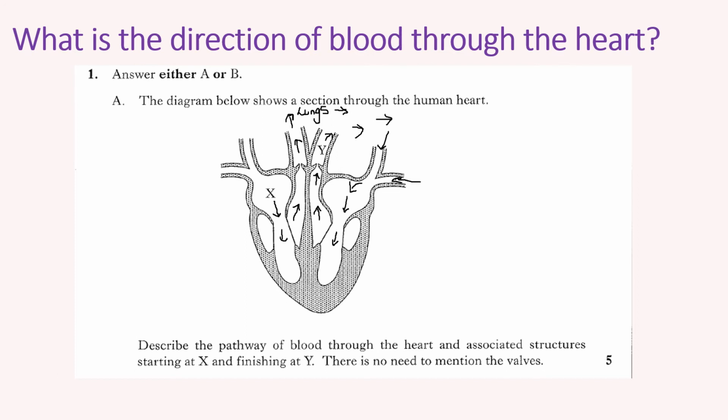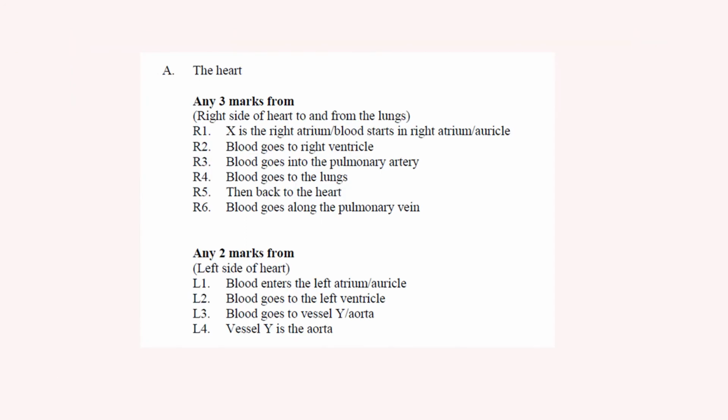So this is the marking scheme. So it says X is the right atrium, blood starts in the right atrium, blood goes to the right ventricle, blood goes into the pulmonary artery, blood goes to the lungs, then the blood goes back to the heart through the pulmonary vein. And then it says the blood enters the left atrium, then the blood goes to the left ventricle, blood goes to the aorta, and then from the aorta it goes to the rest of the body. So again, well done if you got that correct. If you didn't, then you need to watch the video again.